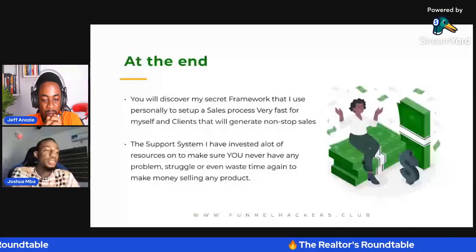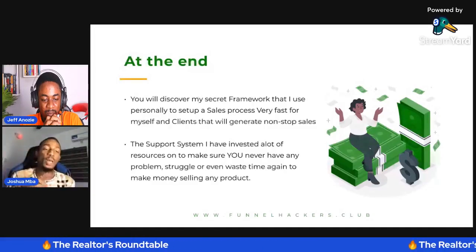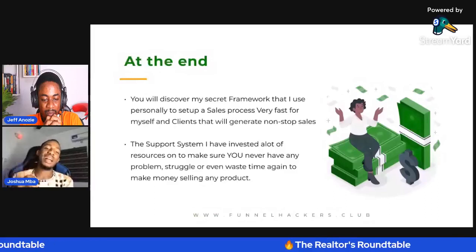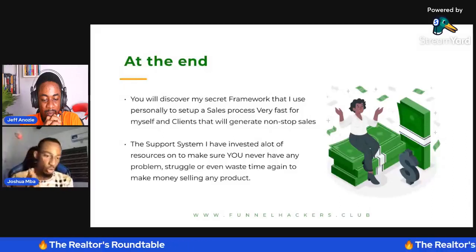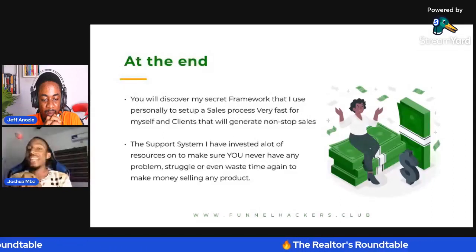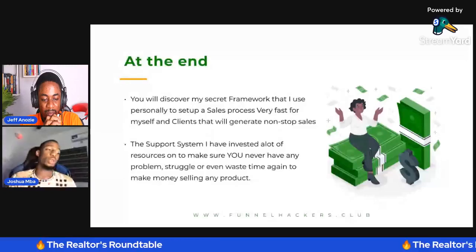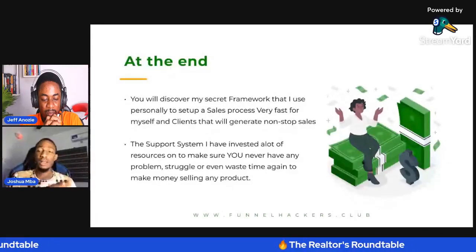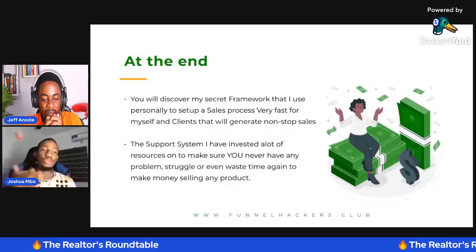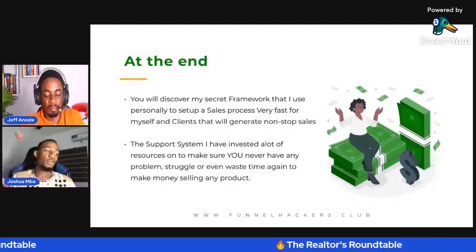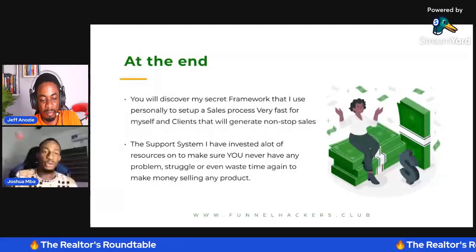Also, you're going to get my support system. In the next section, you're going to have access to the support system. I have invested a lot of resources to make sure that you never have any problem, struggle, or even waste time again to make money selling any product. And this product we are talking about tonight is properties. After teaching you tonight, I have a support system that will help you afterward, because I'm not going to stay here with you every single day to walk you through. Probably I will not even be in your house, but I'm going to give you access to a support system that is going to guide you through while you're running your business with sales funnel.